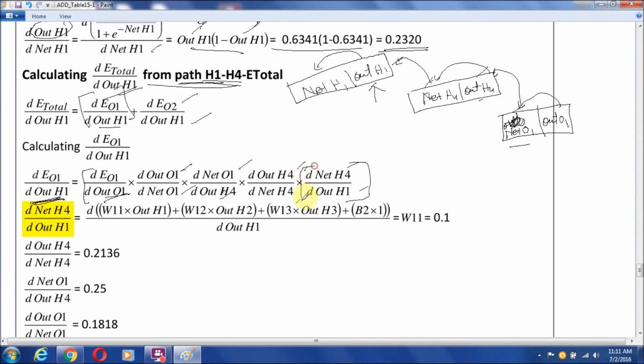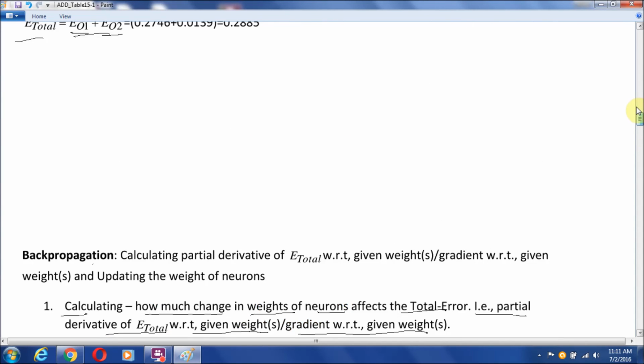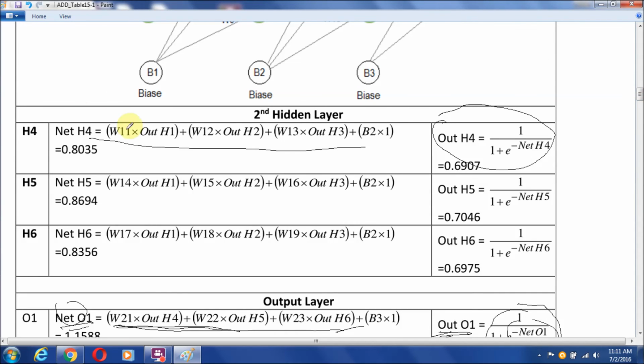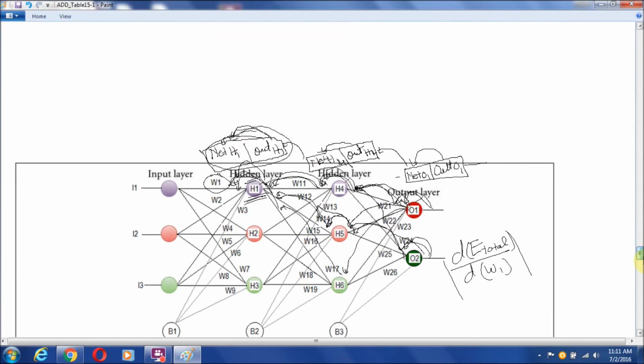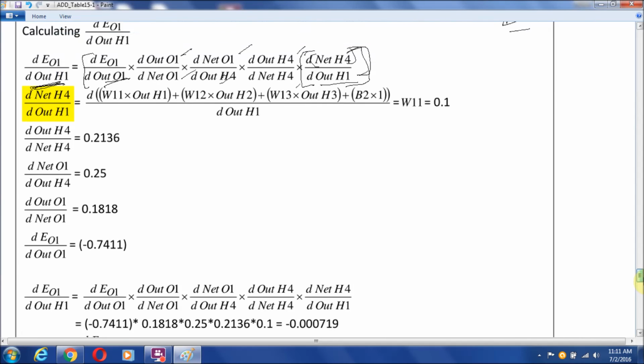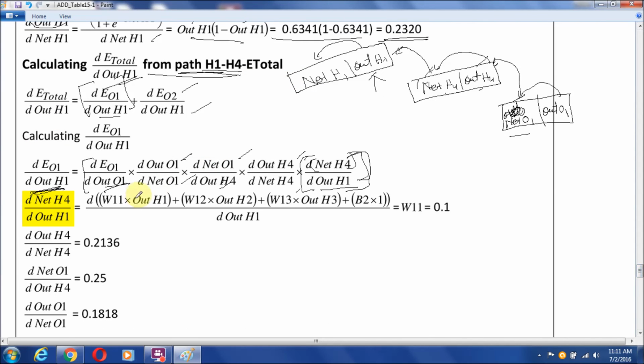We have to just calculate this part of the derivative, net H4 by out H1. So how are net H4 and out H1 related? We already have the relations between net H4 and out H1 from our forward pass calculations. You can see how net H4 and out H1 are related. We take this calculation here, put that expression here, and after that differentiate. This will give you the derivative of net H4 with respect to out H1.